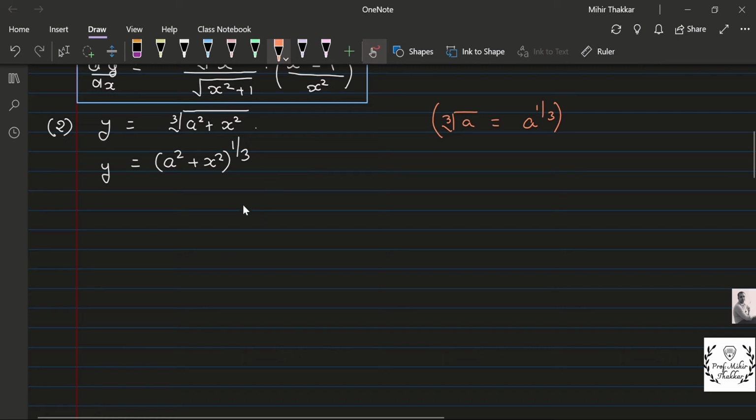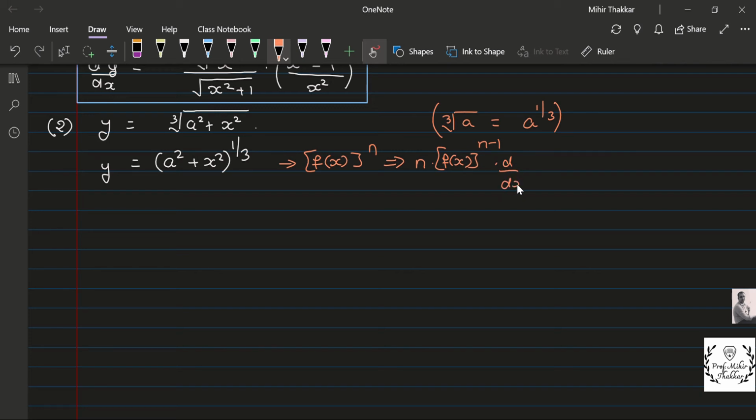You got it right. We have to differentiate this with the formula for f(x) to the power n, and the answer for that is n into f(x) to the power n minus 1 multiplied by the derivative of f(x), where the bracket element is taken as f(x).